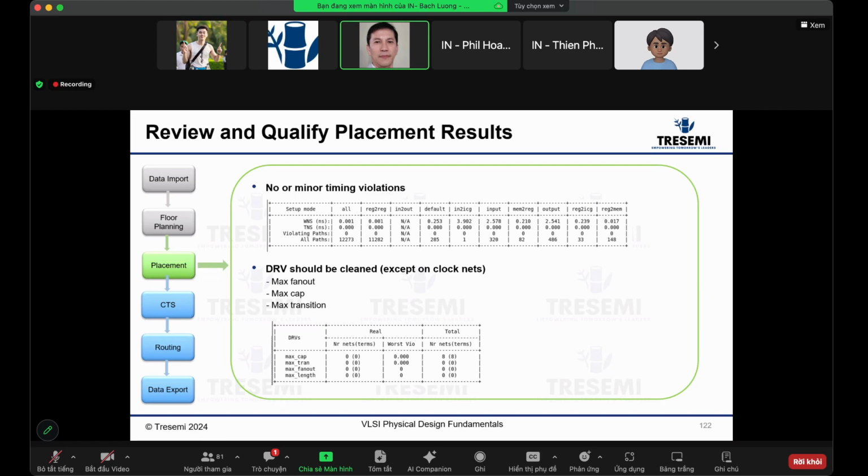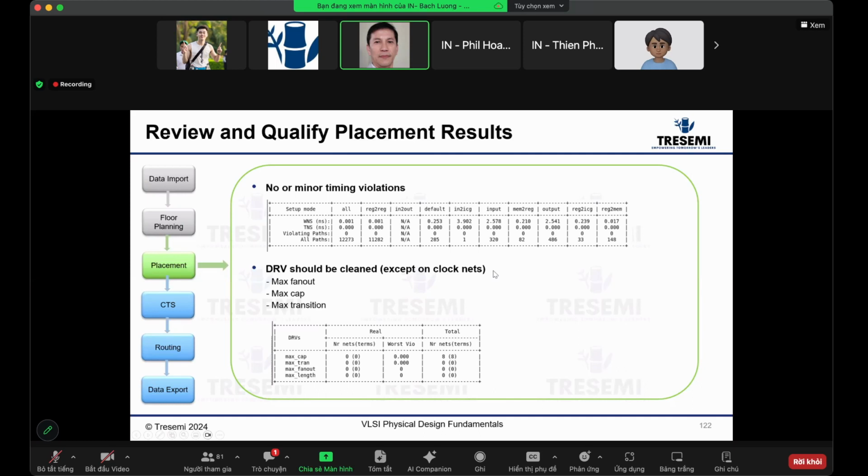No problem. DRV should be clean except on the clock nets, because we haven't touched the clock nets. For DRVs, we learned about max fanout, max cap, max transition. Here you can see there are 8 nets left. These are actually the clock nets. We defined 8 different clock nets, so there are DRVs on there. After CTS, all of these should be clean.